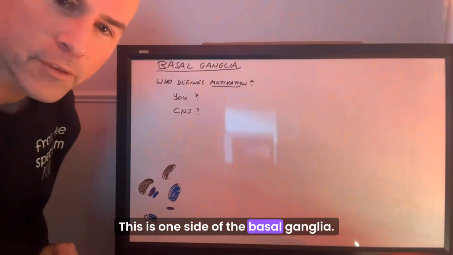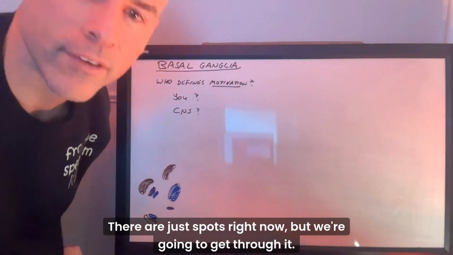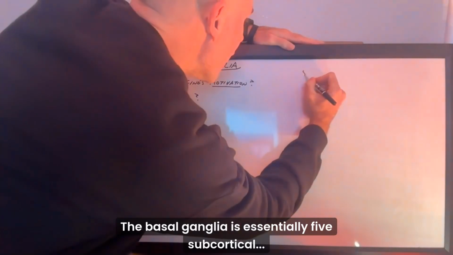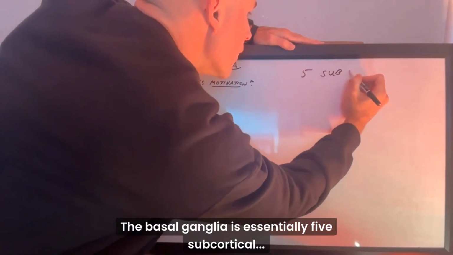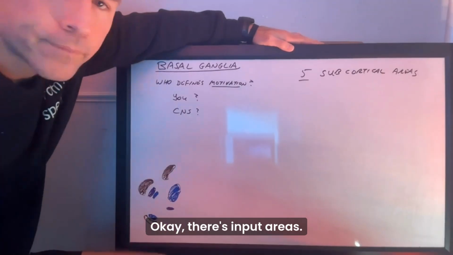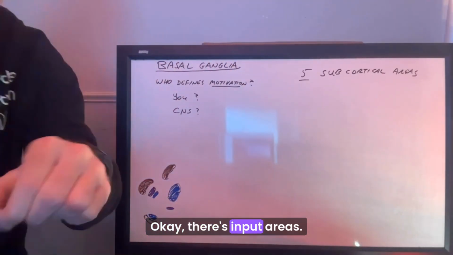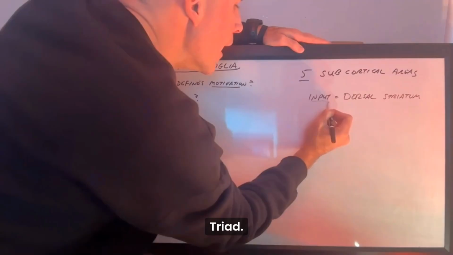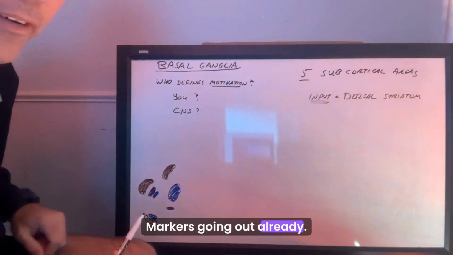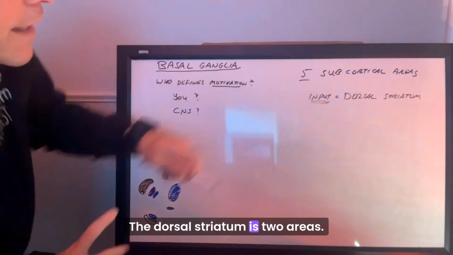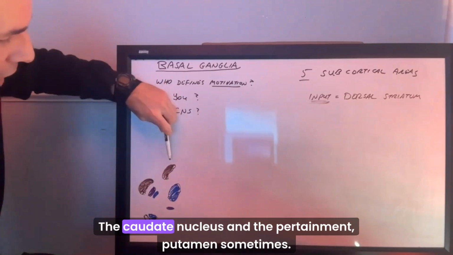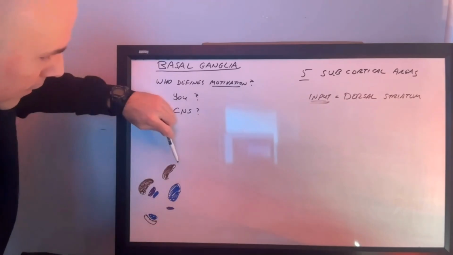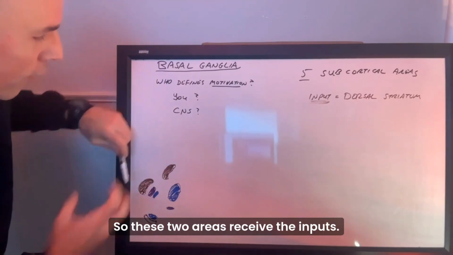This is one side of the basal ganglia. They're just spots right now, but we're going to get through it. Okay? The basal ganglia is essentially 5 subcortical areas. There are input areas, and this is called the dorsal striatum. Input areas. The marker's going out already. The dorsal striatum is 2 areas, the caudate nucleus and the putamen sometimes. So these 2 areas receive the inputs.